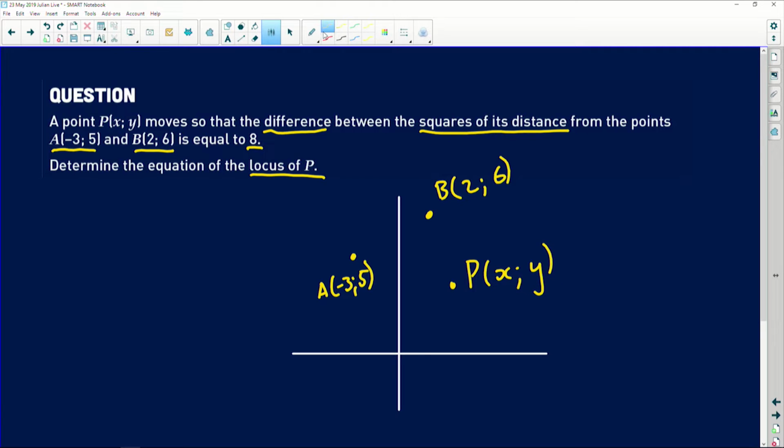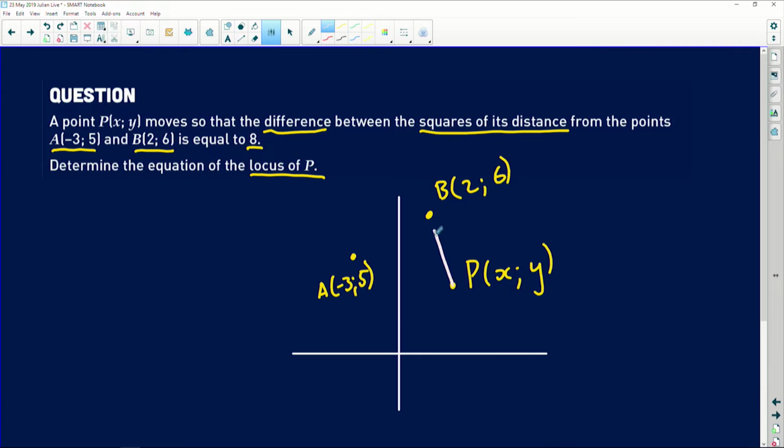Now let's go back and read some of the other information that they gave us. It says that this point moves so that the difference between the squares of its distance from these 2 points. So guys, I need some sort of distance on my diagram. It says that I have a distance from point P to the other 2 points, and if I square those distances and subtract them, I then get a value of 8. So that's what I'm going to do right now on my diagram. I'm going to have a distance for PB and another distance for AP. Now, if I square these 2 distances and subtract them, I must get an answer of 8.